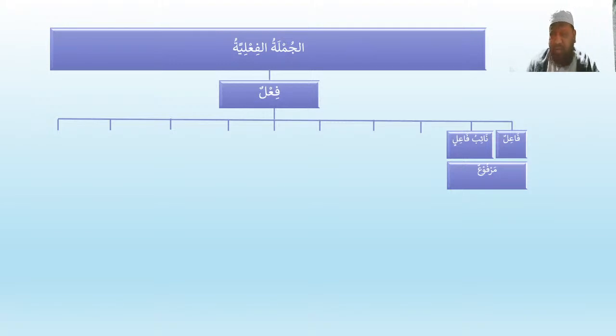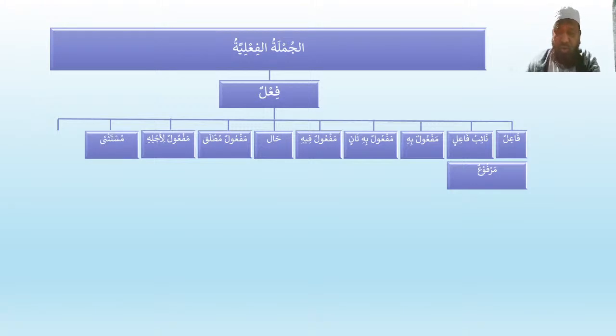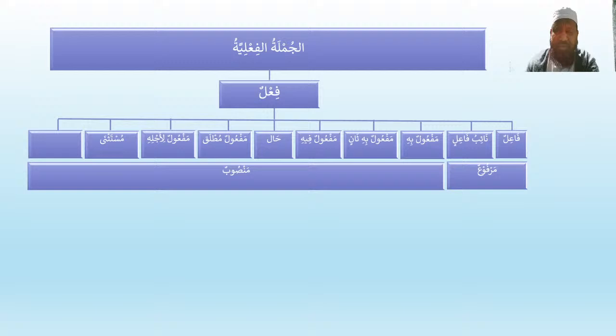So fa'il and naib fa'il, the i'rab is always marfu'. And the rest of its slots are مفعول به, مفعول به ثاني, مفعول فيه, حال, مفعول مطلق, مفعول لأجله, and مستثنى. So far we've done all these slots, only one slot left to complete. So the i'rab of all these are mansub. In جملة اسمية, الجملة الفعلية, all these slots are always mansub. So here we are doing mustasna.